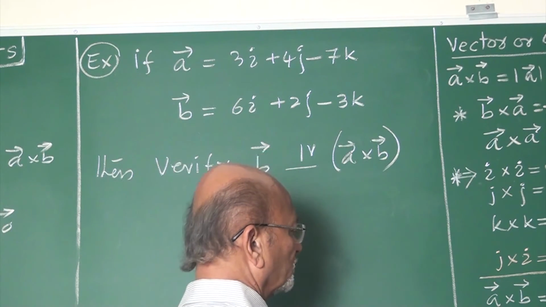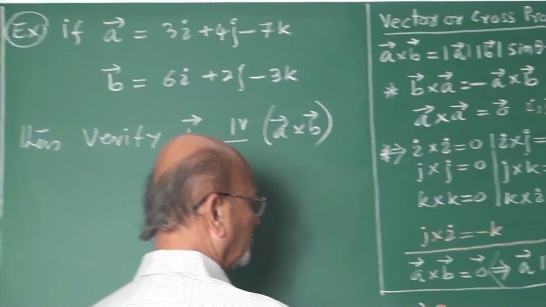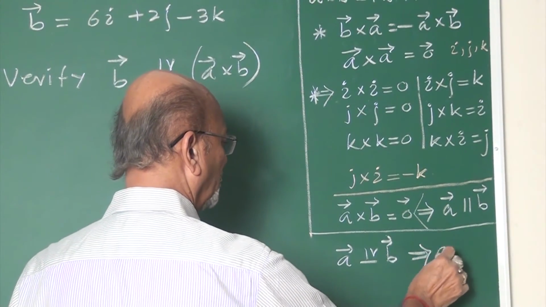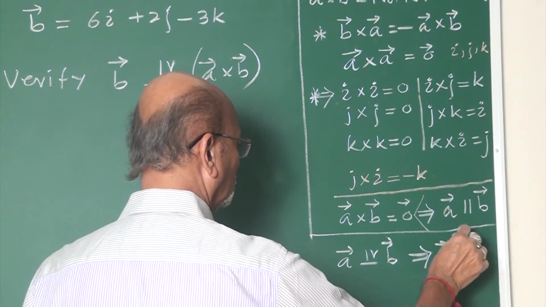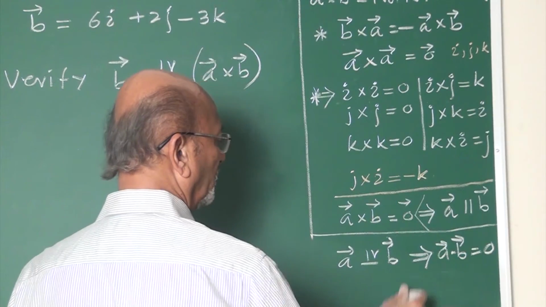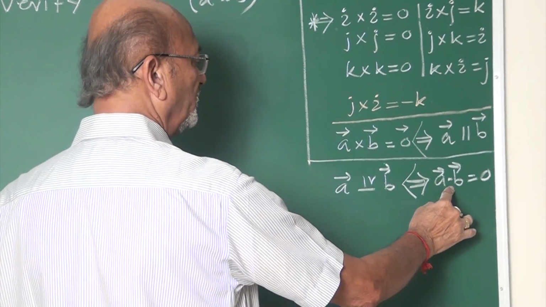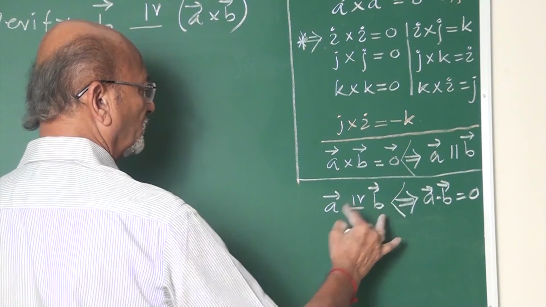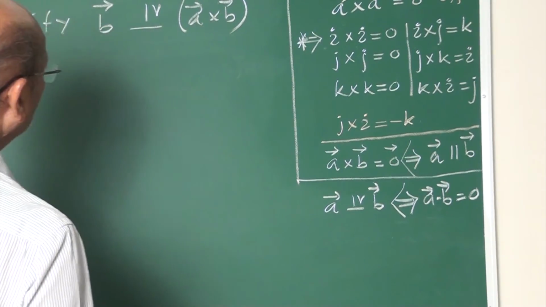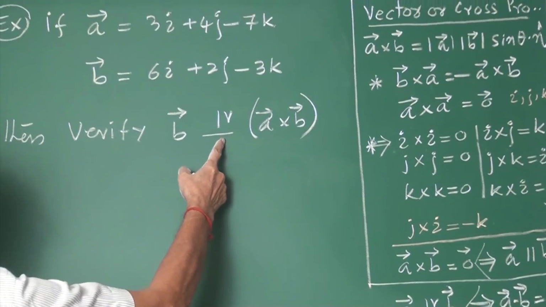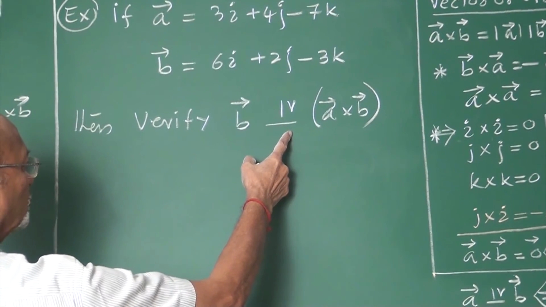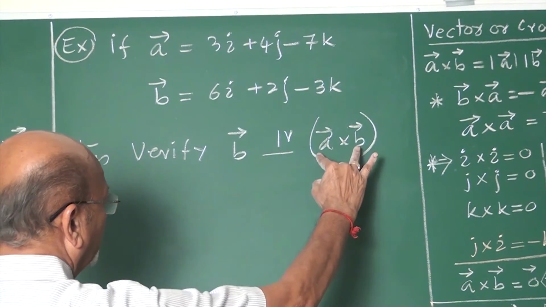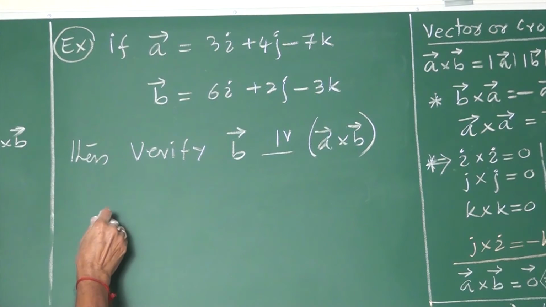My friends should know this. What is that? If vector A is perpendicular to B, this gives A dot B is 0. Conversely, if A dot B is 0, the vectors are perpendicular. Dot product is 0, vectors are perpendicular. Here, perpendicular means you have to show that the dot product is 0. First you have to find A cross B.